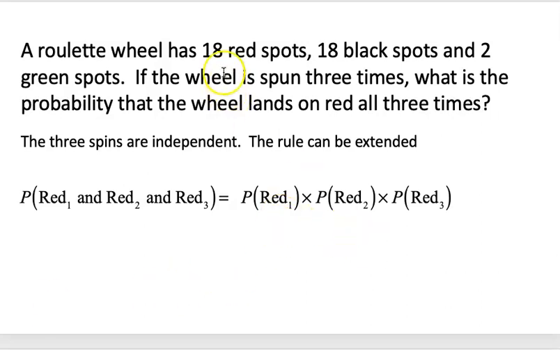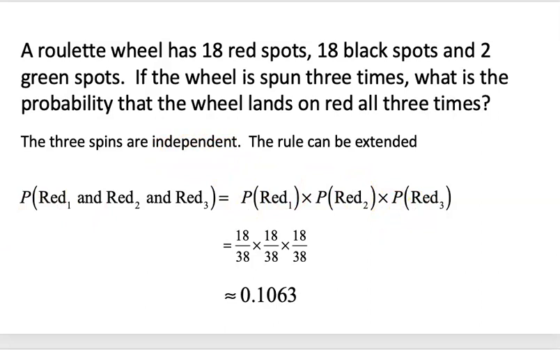What do we get red 1? 18 out of 38. Red 2, 18 out of 38. Red 3, 18 out of 38. We put all those together and our probability will be 0.1063. But what enables us to multiply those probabilities is the fact that those events are independent. Let's keep that in mind.